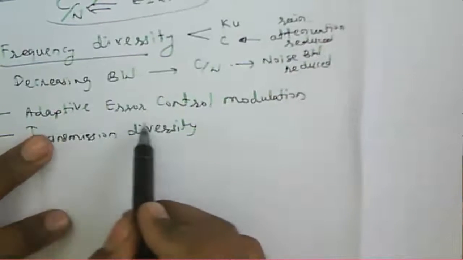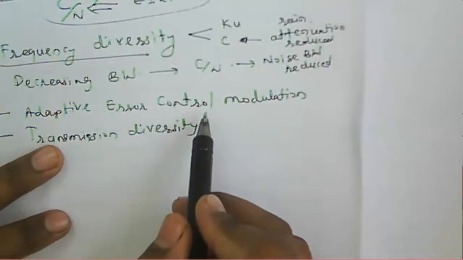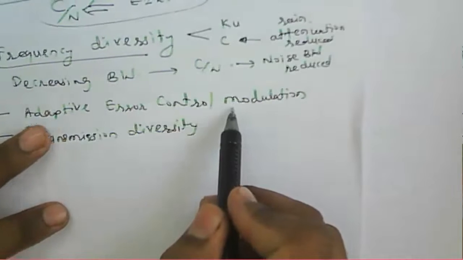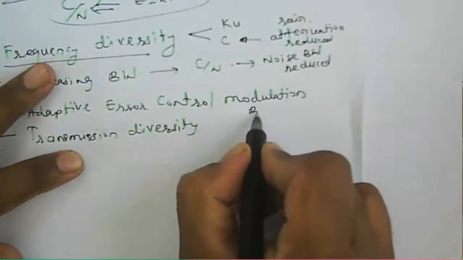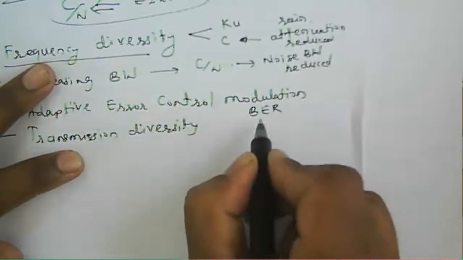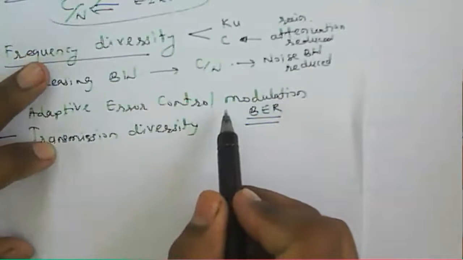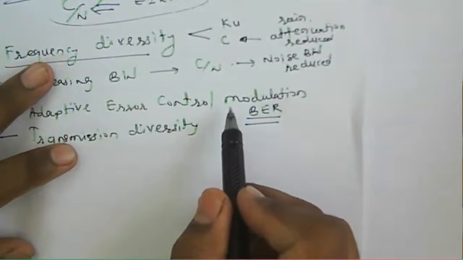Then adaptive error control and modulation will be used in a digital link, and that will be used to improve the bit error rate. This adaptive error control modulation is used only for improving the bit error rate.